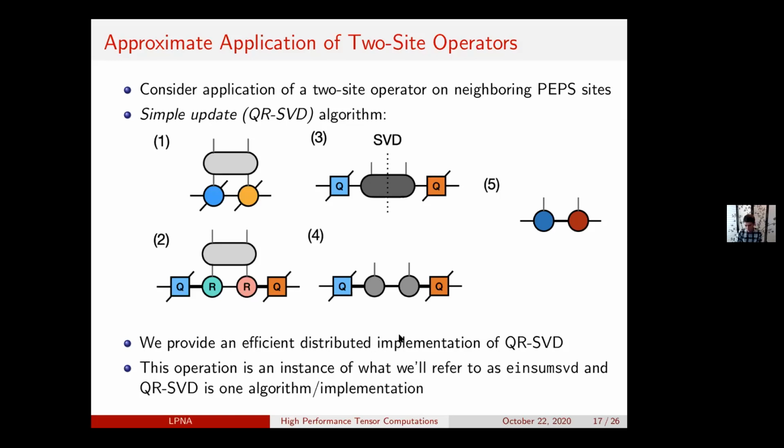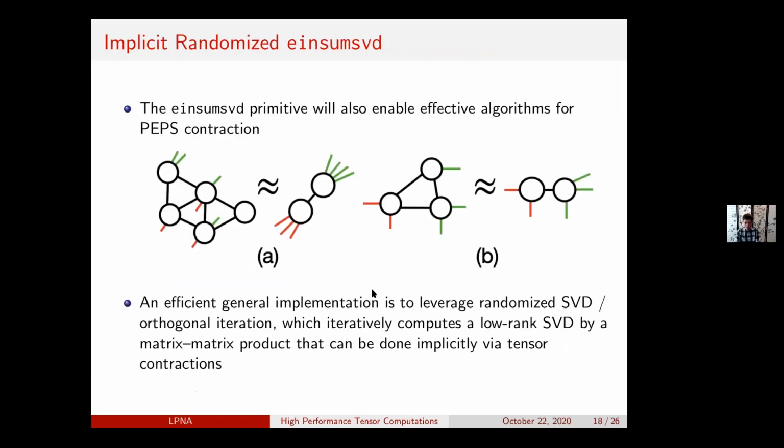So we found a better way to implement this, and did it as part of an abstraction that we call einsum SVD, which is a general operation for contracting a bunch of tensors and then refactorizing them as a product of two tensors. And the idea is that there's actually a number of alternative algorithms one could use to perform einsum SVD. One of them is to leverage QR decompositions in order to reduce cost. And another one of them is to use a randomized SVD.